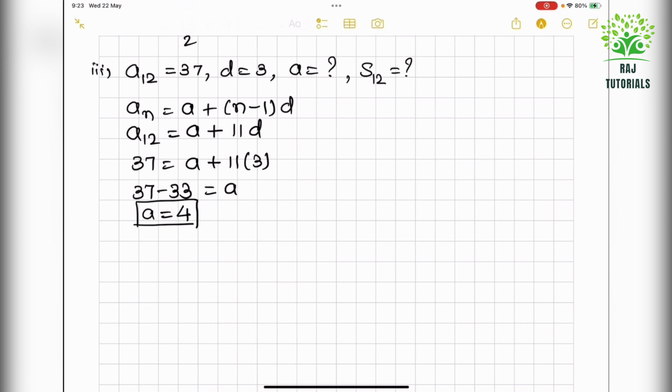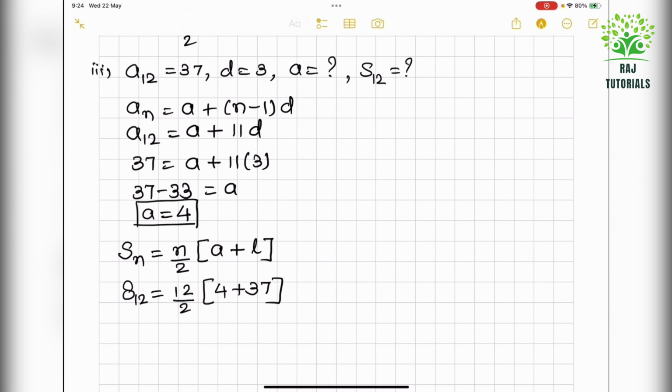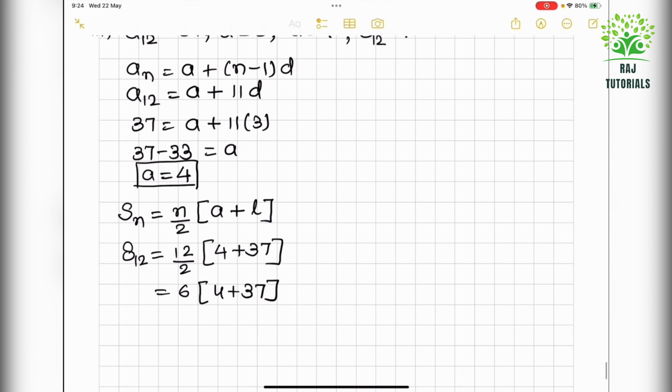Now I got value of A. I have to find S12. So Sn equal to n by 2 into A plus L, that is last term, or An. Here last term is A12. So S12 equal to 12 by 2 into A is 4 plus last term is given to me as 37, that is A12. So 6 into 4 plus 37. So that is coming as 246.